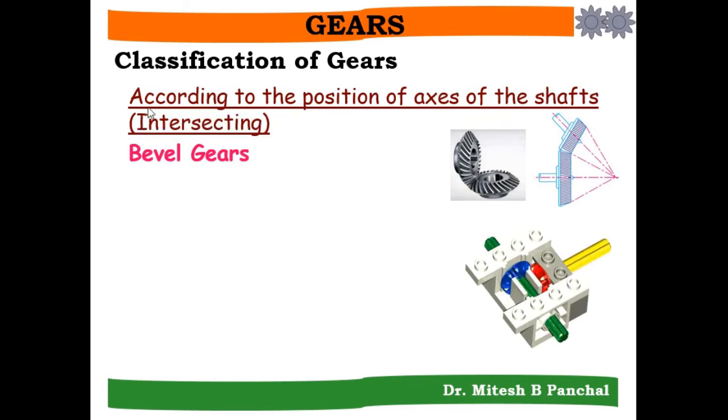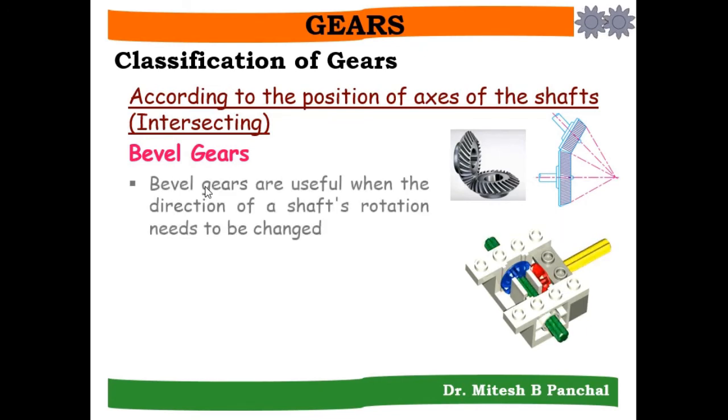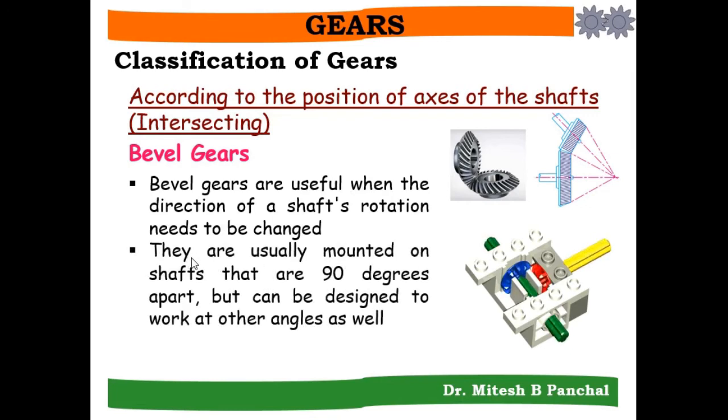Next is the bevel gear. Now, according to the position of the axis of the shaft, the spur gear, helical gear, and internal gears are considered for the axis of the shafts which are parallel. Now we are considering the axis of the shaft intersecting. So for that, bevel gears are used. Bevel gears are useful when the direction of a shaft's rotation needs to be changed. And bevel gears are usually mounted on the shafts that are 90 degrees apart.